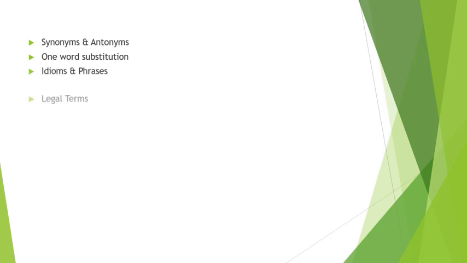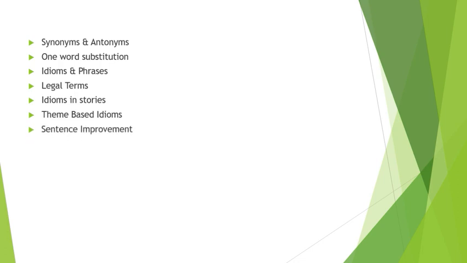Idioms and phrases also. Legal terms. We will be finding the legal terms, what is the appropriate term to be used for that sentence or for that blank. Idioms and stories, a story will be given, idioms will be underlined, you have to find out the meaning of that idiom. Then theme based idiom, this is also similar to idioms and stories, we will go through that. Then sentence improvement, you have to find out how the sentence can be improved, or the sentence is already improved, or there must not be any change, etc.